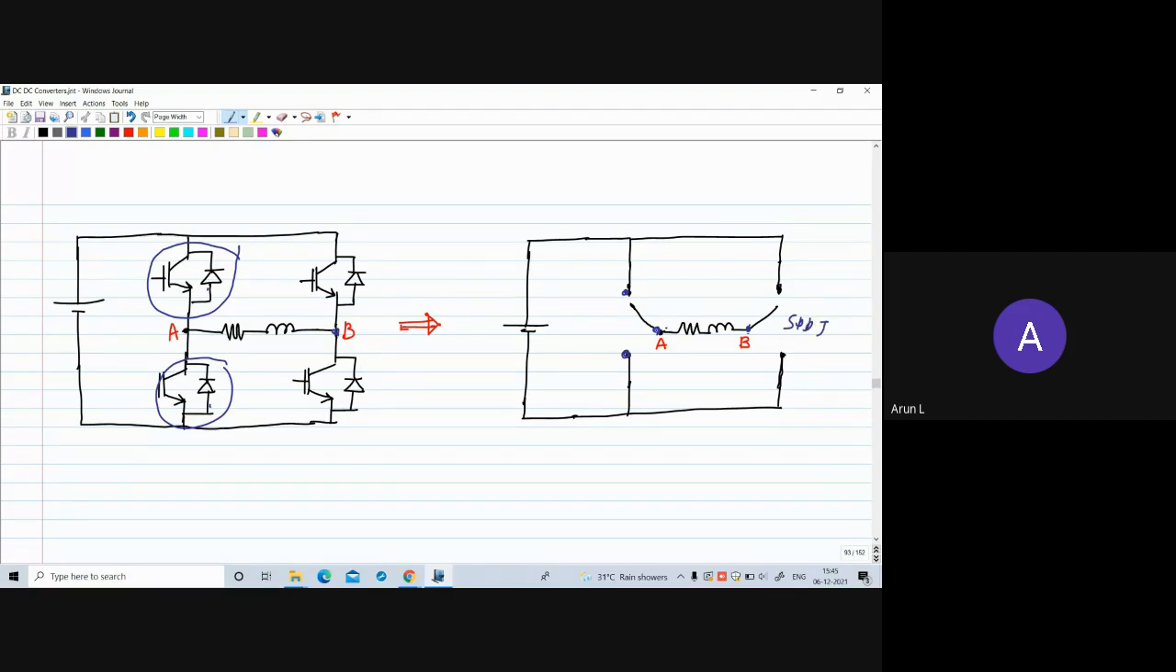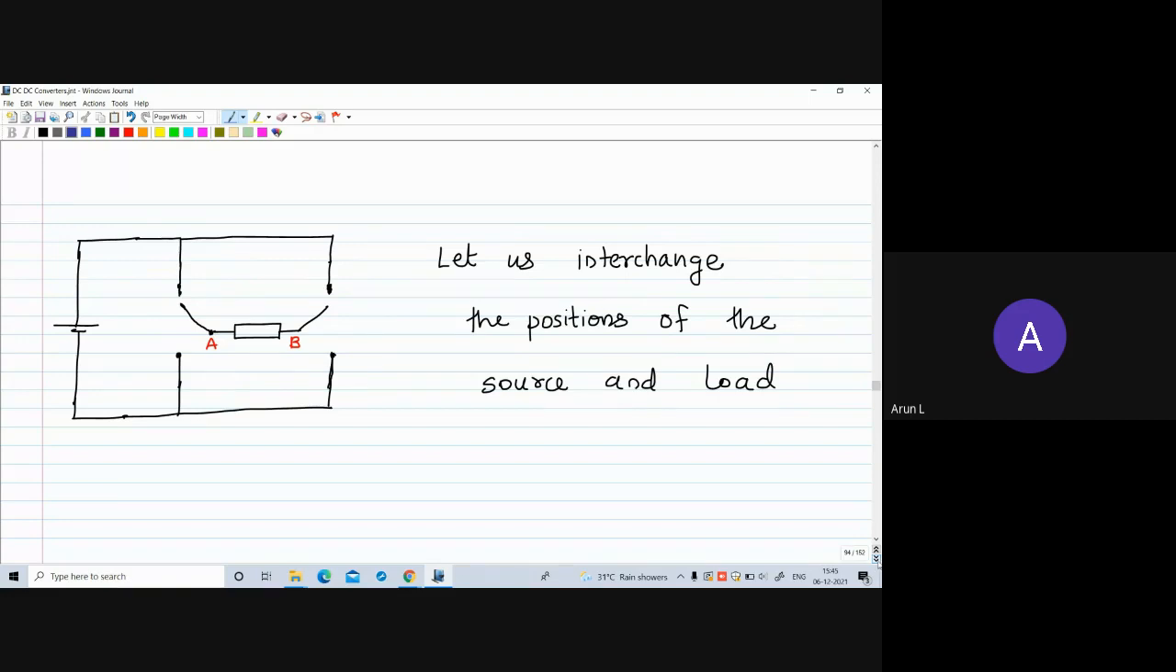When A is connected to the upper end and B is connected to the lower terminal, AB will receive plus VDC voltage. When A is connected to the lower end and B is connected to the upper end, it will receive minus VDC. So the same circuit is drawn in a different way. Now let us interchange the positions of the source and the load. Here the source is at this location and the load is between A and B. Now let us interchange the locations.